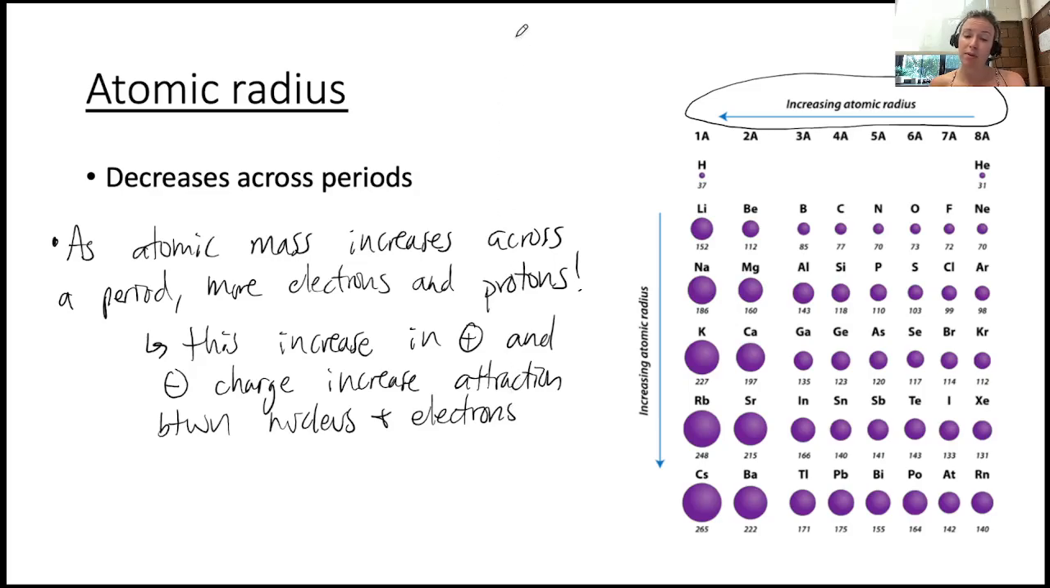And that wraps up our understanding of atomic radius. Next up, electronegativity.